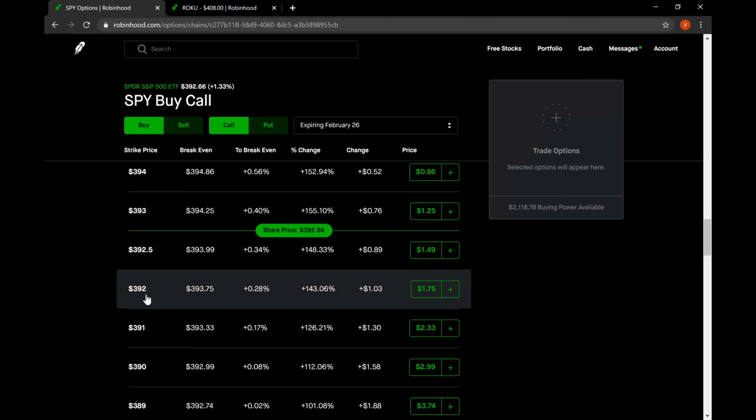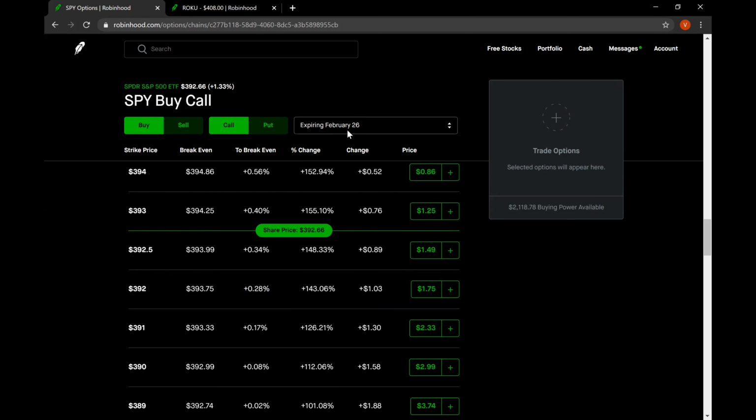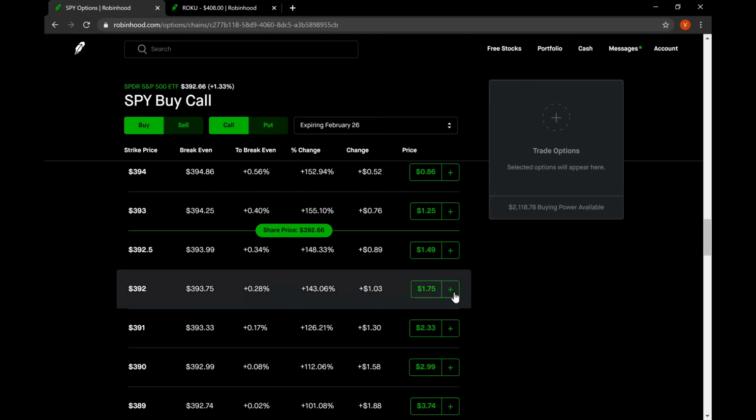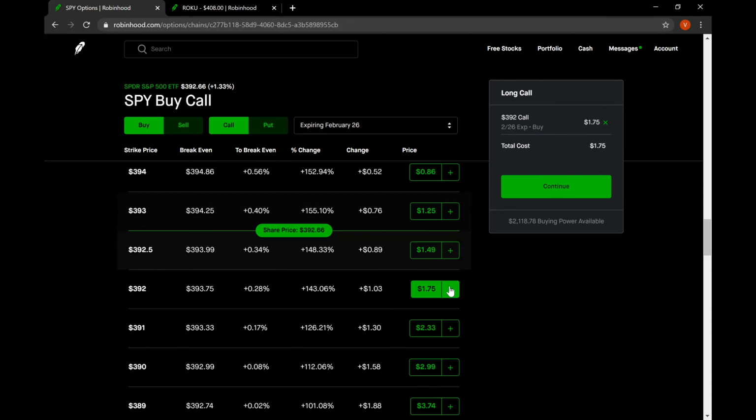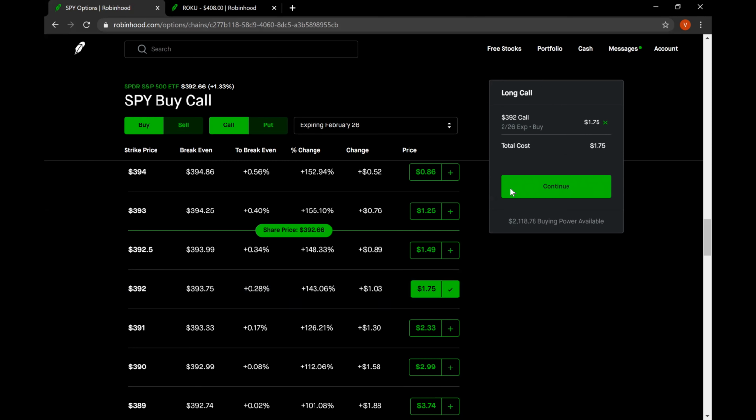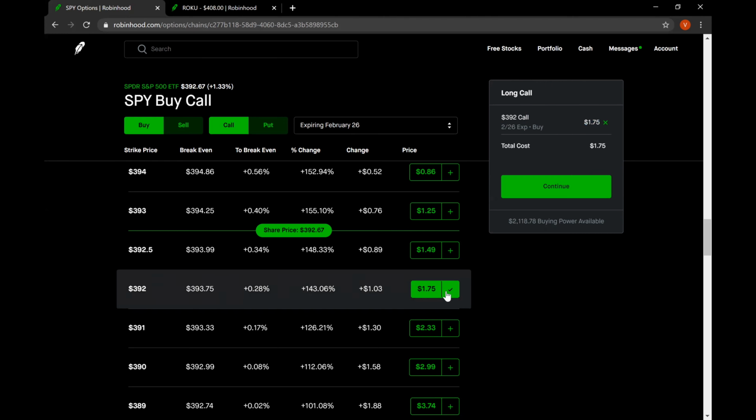So let's say we buy the $392 call option for expiration date February the 26th. What you do is you click on the plus sign, make sure it's on buy plus, and then it's going to give you this format. So long call, expiration date up here, the strike price up here, and then it's going to say call and buy, and then it's going to give you the total cost, which, the market price, it's showing us $1.75.